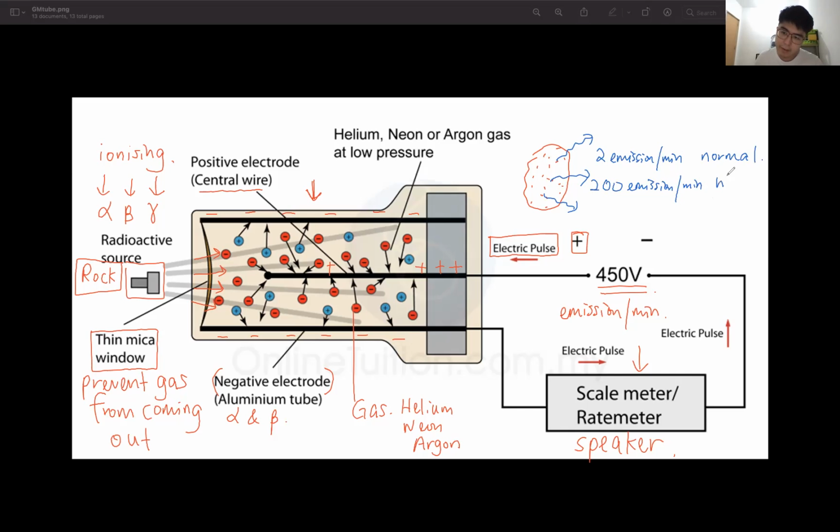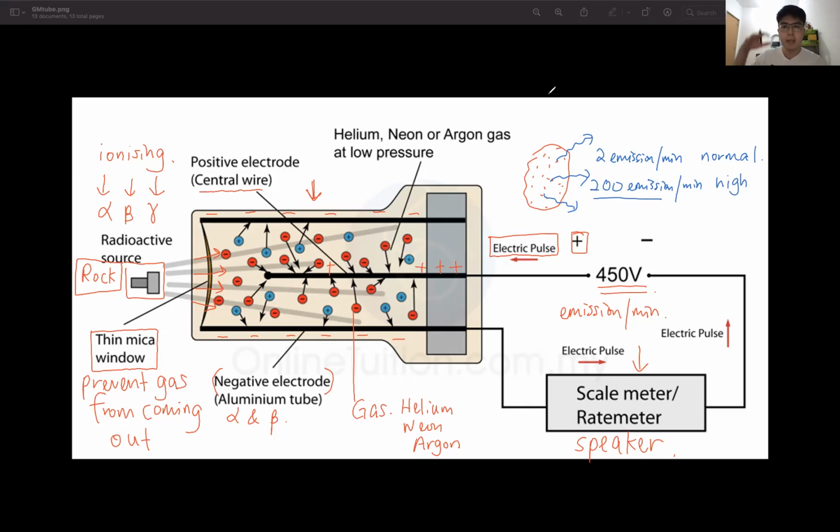This is considered high already. A few hundreds or a few thousands, that is not from natural, like not from the rock already. That is from other radioactive sources. The dose is quite high already. If 200 emission, it can cause danger to the living organs. So normal emission, they are very normal.